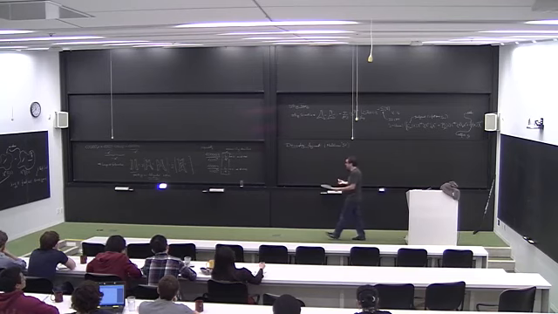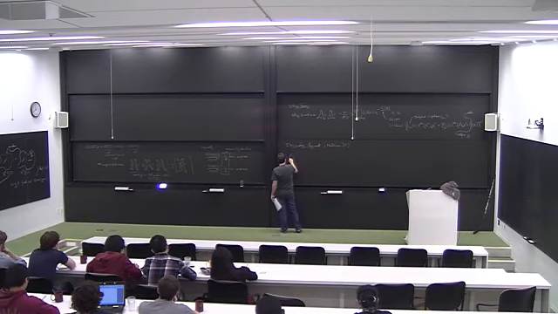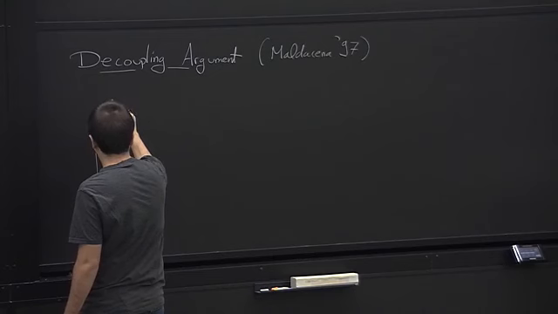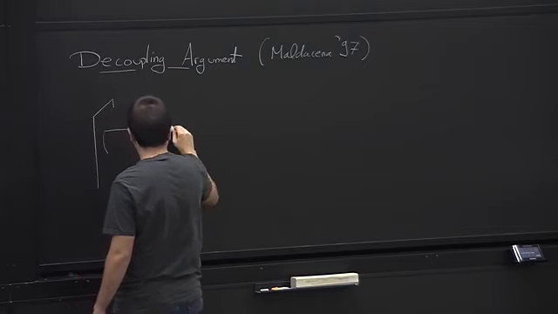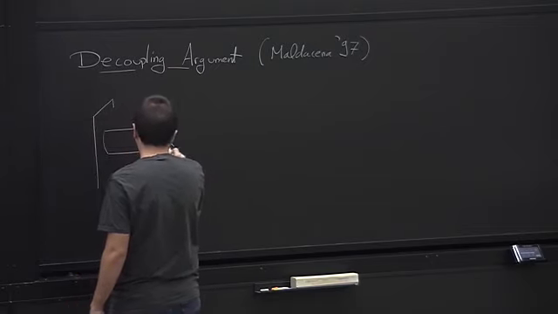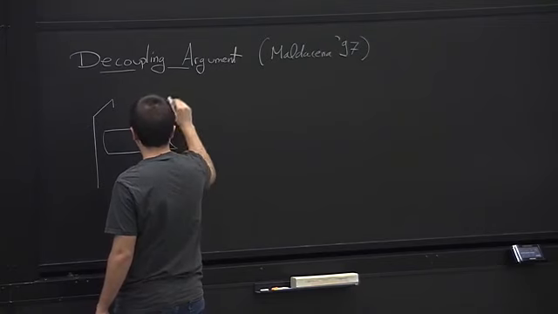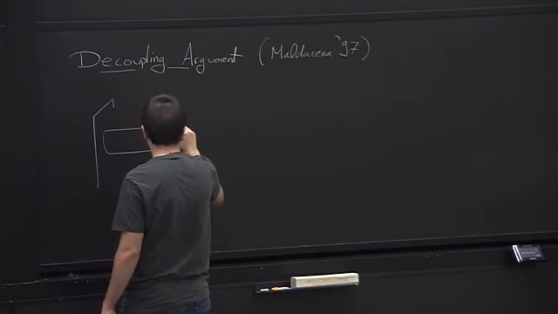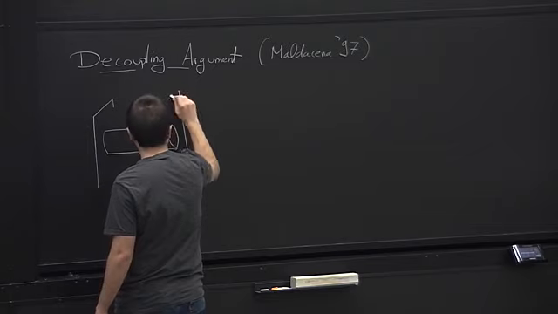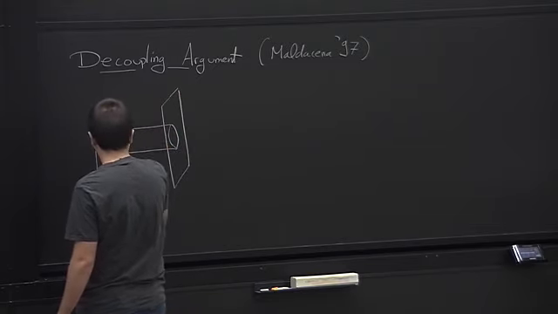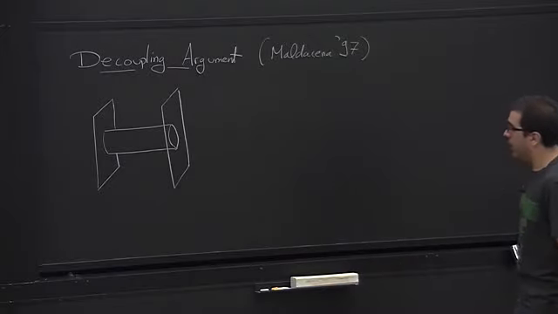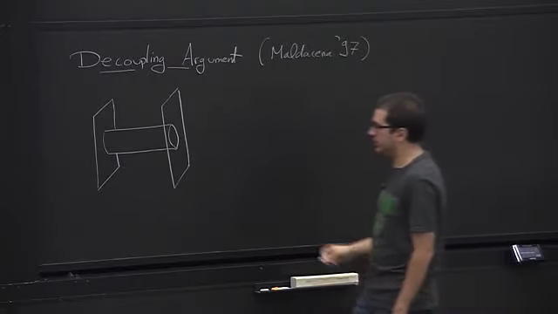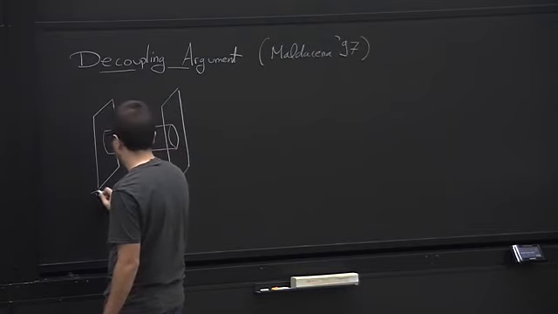So let's consider the simplest example of all. Suppose you have two branes, and let's suppose we have an exchange of a closed string between two branes. Now, how do we think of this picture? This is a brane, this is another brane.